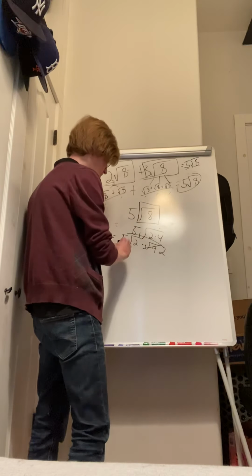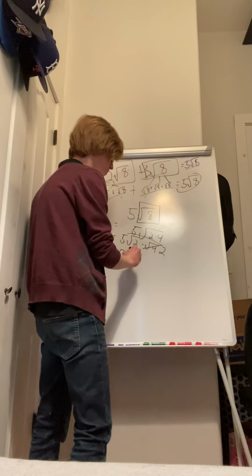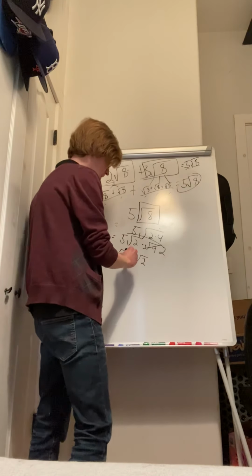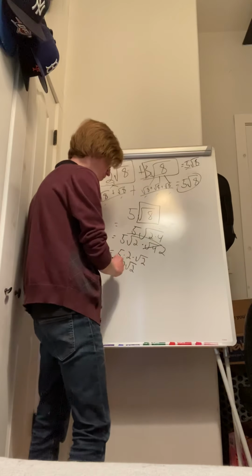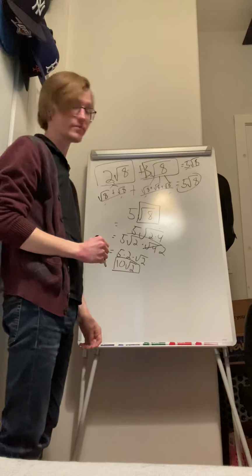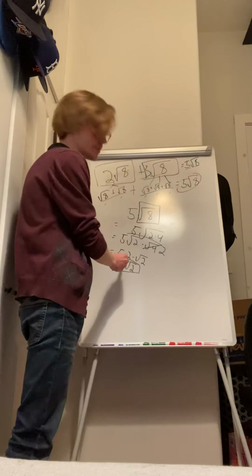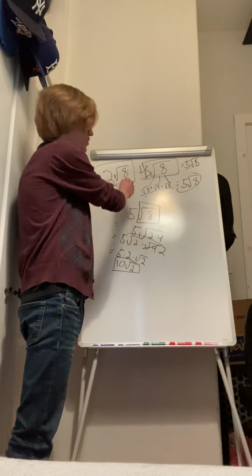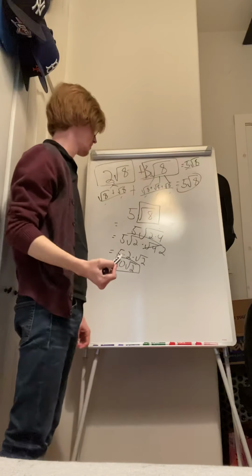5 times 2 times the square root of 2. 5 times 2 is 10. 10 times the square root of 2 would be your final answer. This would be the most simplified version of 2 times the square root of 8 plus 3 times the square root of 8.